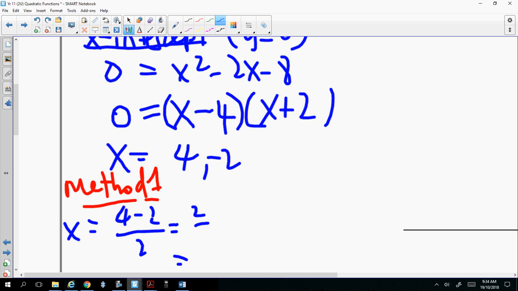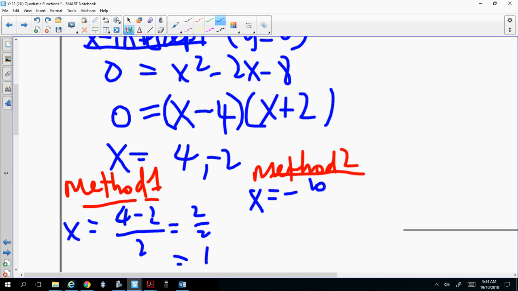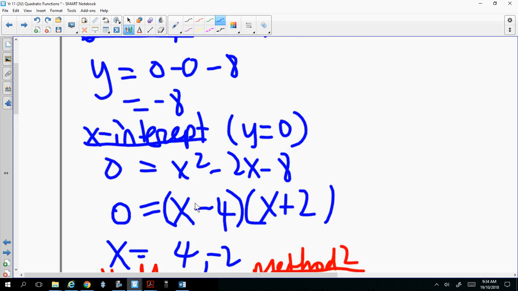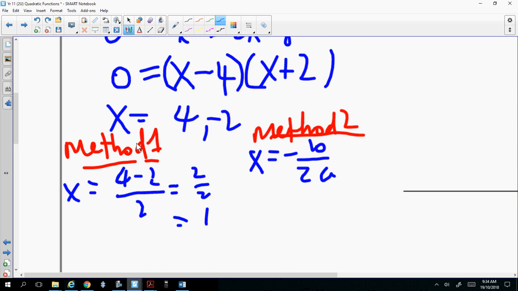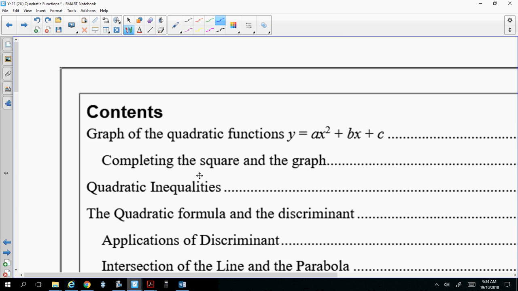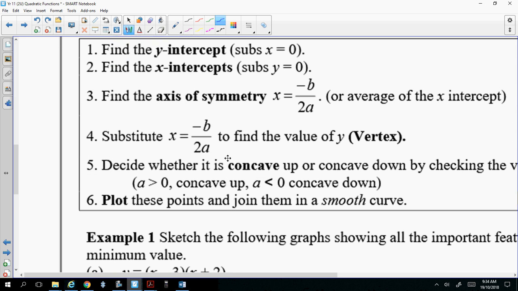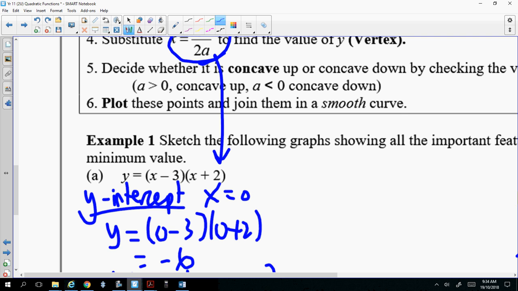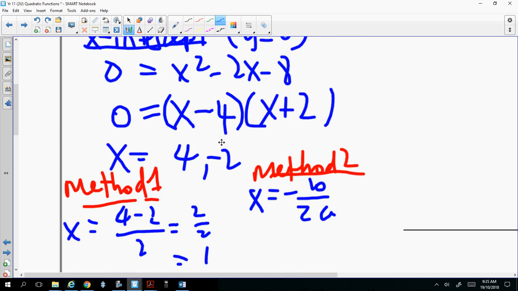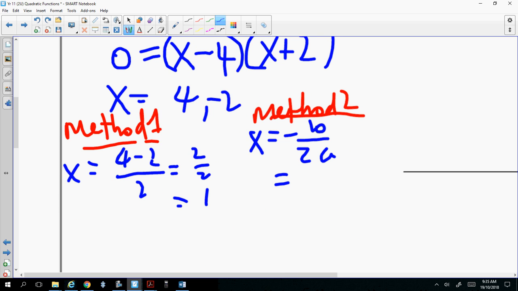And the other method is to use the formula. Now, I'll use the formula in this question because it's in the standard form, the general form. See, the other one's factorized, you need to expand it, so I can't really use that formula. It's not really good for that question because you've got to expand it. I don't want to expand it. So in this one, you can use it. You can go minus b over 2a, which will also give you negative 1, right?